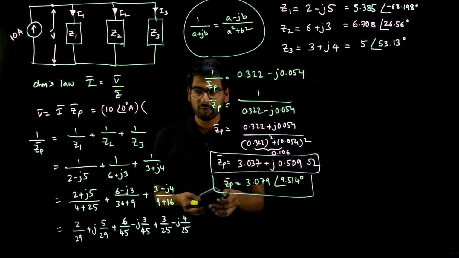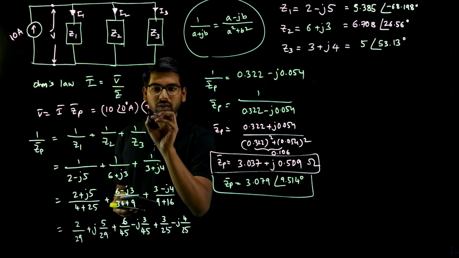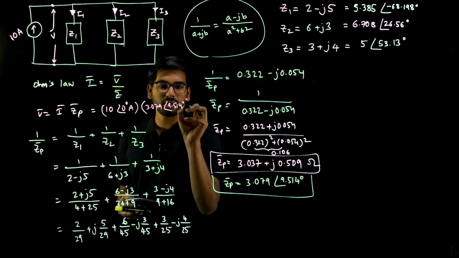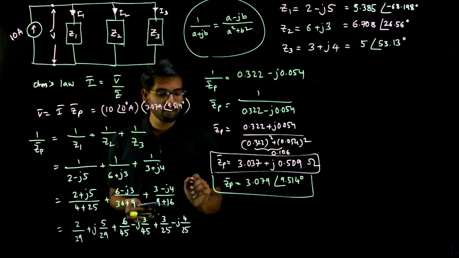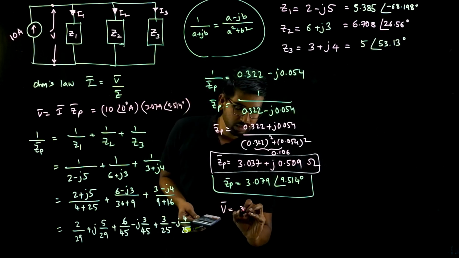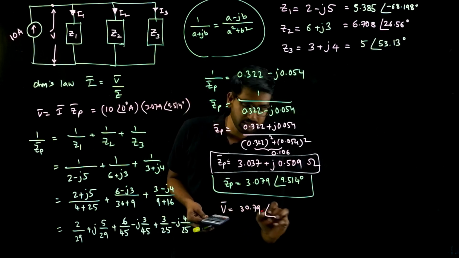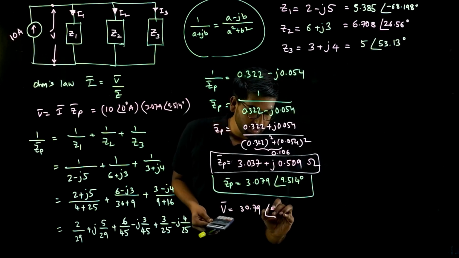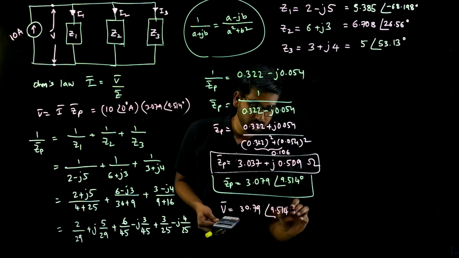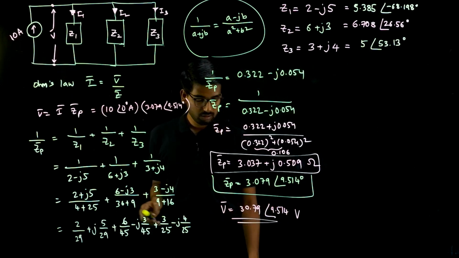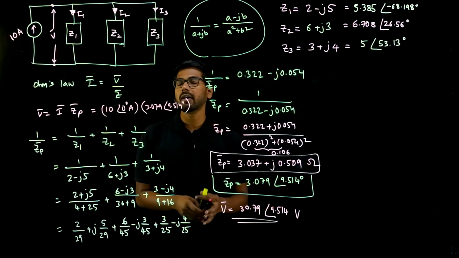So what will be V bar? V bar will be 10 into 3.079 at an angle 9.514 degrees. How do you multiply two polar forms? V bar will be 10 into 3.079, that is 30.79, at an angle 0 plus 9.514, that is 9.514 volts. Okay, so this is my V bar. Now finally I can find I1, I2 and I3.